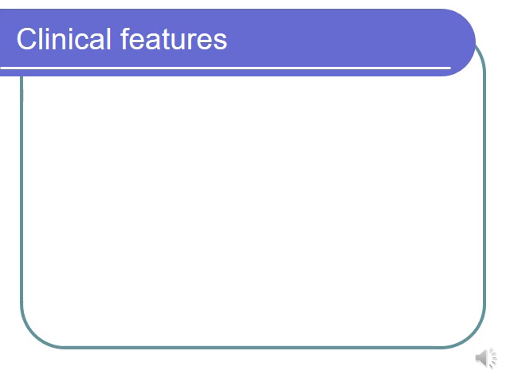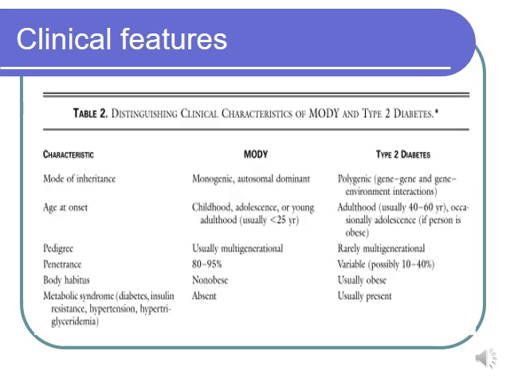So what are the important clinical features which differentiate between MODY and type 2 diabetes? Here it is monogenic inheritance with autosomal dominant. Here it is polygenic. Age at onset will be less than 25 years. It is adulthood in type 2. Multi-generational in MODY, rarely multi-generational in type 2. Penetrance will be 80 to 95%, whereas it is variable in type 2. You can see MODY is seen in non-obese, and type 2 is usually seen in the obese. Metabolic syndrome will be absent in MODY, whereas it is usually present in type 2 diabetes.